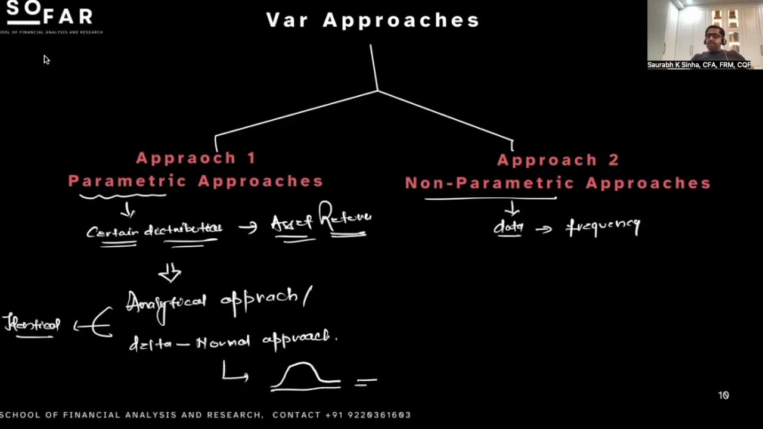So what you're assuming is that your asset returns, basically your P&L, your profit and loss, your gain and loss, are normally distributed, not asset values. We studied, right? Asset value cannot be normally distributed. It is log normally distributed. We studied it multiple times. So asset return can only be normally distributed. That is what the assumption is.